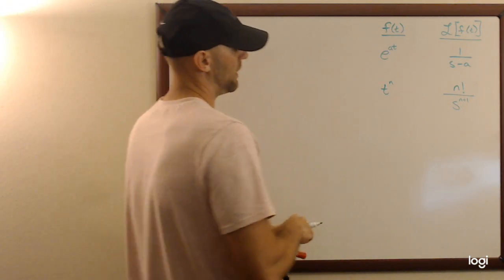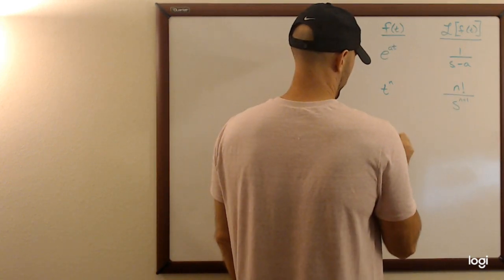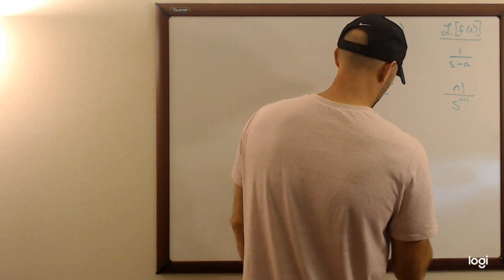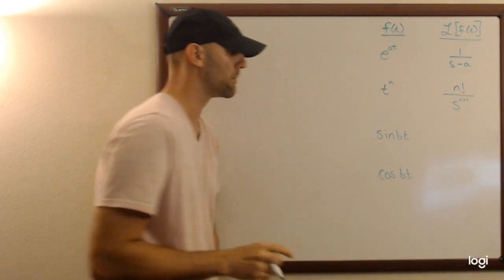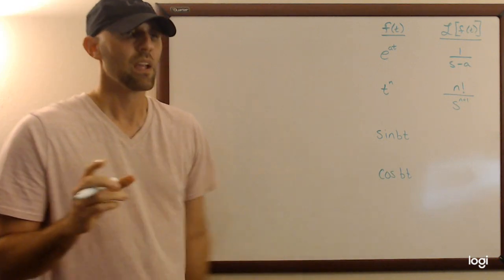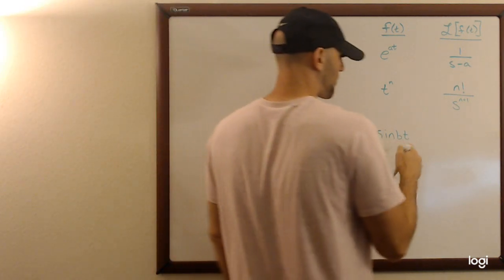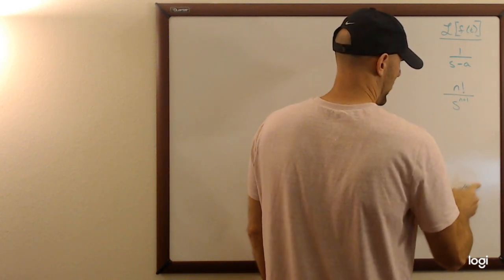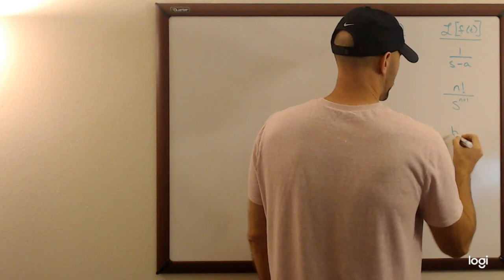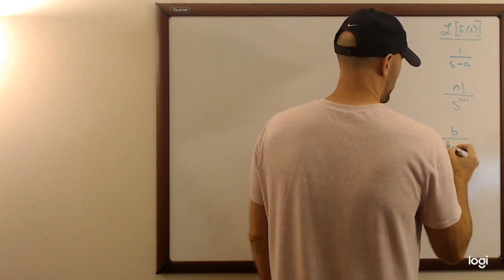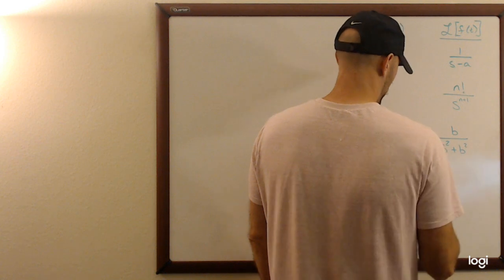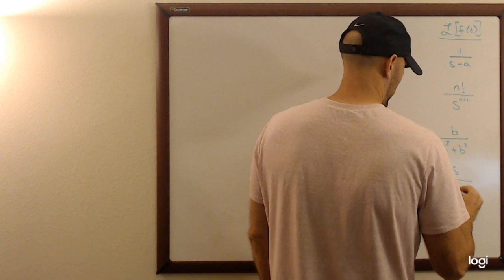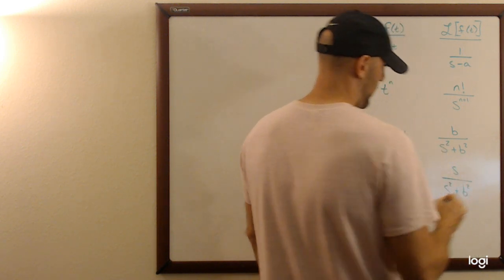All right, let's talk about, let's say, sine bt and cosine bt. Now these are similar. Normally they're almost the same. They're very, very similar. For sine bt, the Laplace transform is, sorry, stickiness on my board, b over s squared plus b squared, and for cosine bt, it's s over s squared plus b squared. Okay.